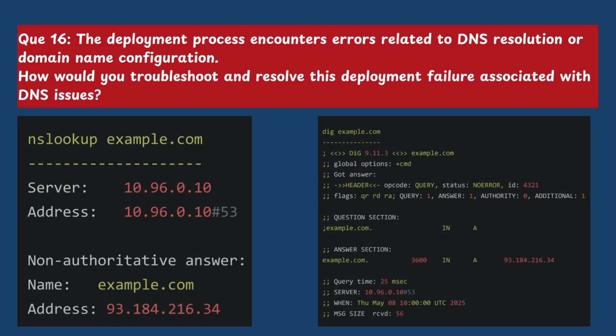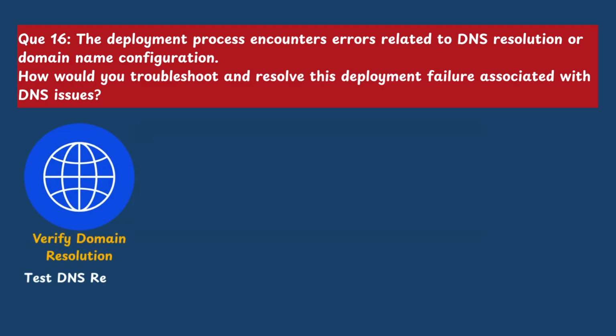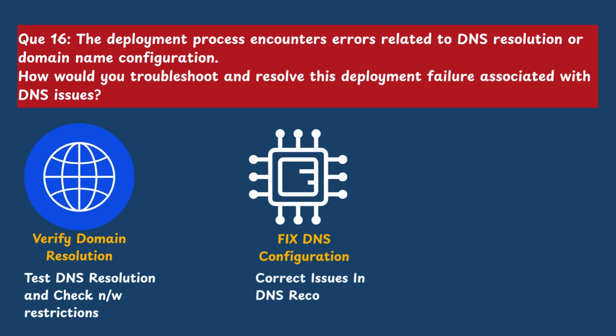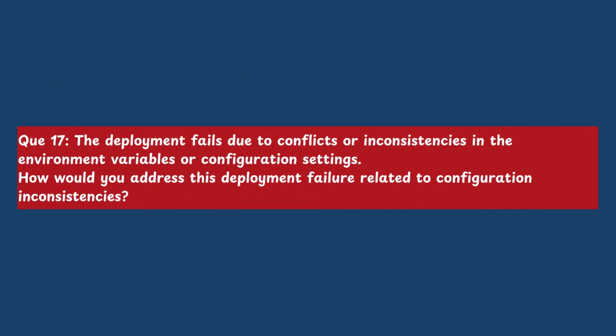First, I would confirm it's a DNS issue by using nslookup inside the pod. Then I would check the /etc/resolv.conf file and inspect CoreDNS logs to ensure it's running properly. I would also verify the domain resolves externally and check for blocked port 53 in network policies or firewalls. If it's a misconfigured domain or DNS setup, I would fix it in the configs or cloud VPC settings. For quick resolution, I may temporarily use a fallback DNS like 8.8.8.8. Moving on with our next question.